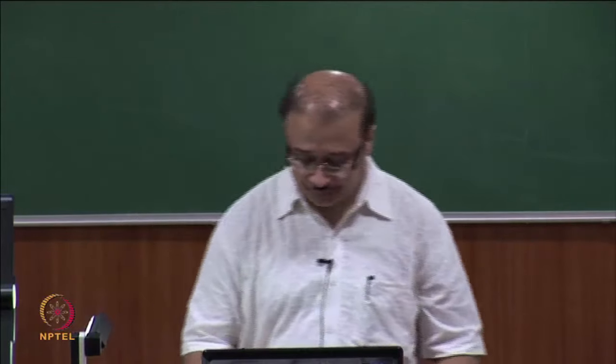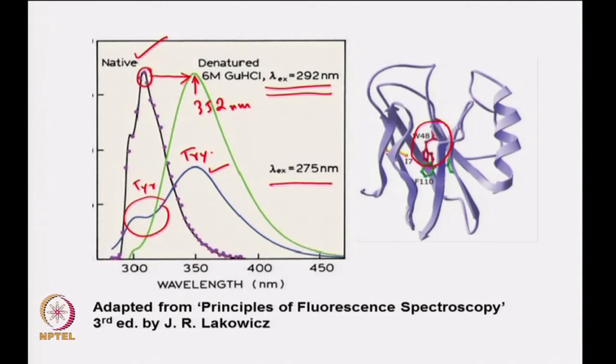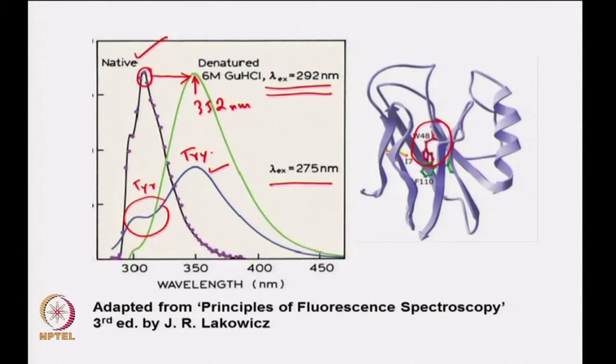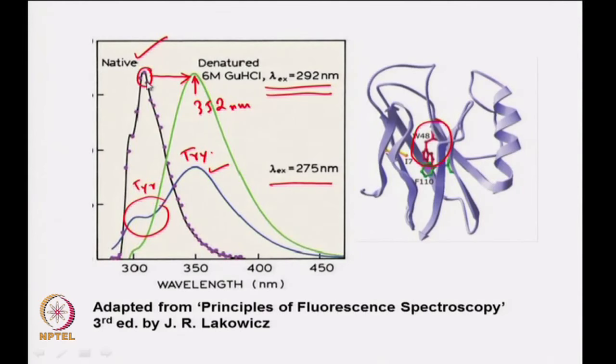Now, this is another case where we are looking at the effect of denaturation on the fluorescence profile. Without worrying too much about the fluorescence intensity right now, the native state is the one where it is most buried. This is the tryptophan W48 we are talking about in this protein. So, the native state has the most blue shifted emission maximum. Then when you denature it, that means you have added, say, guanidine hydrochloride, a chemical denaturant which has denatured the protein to a huge extent, you see what has happened to the tryptophan emission. The emission maximum has shifted well to the red side or higher wavelength.